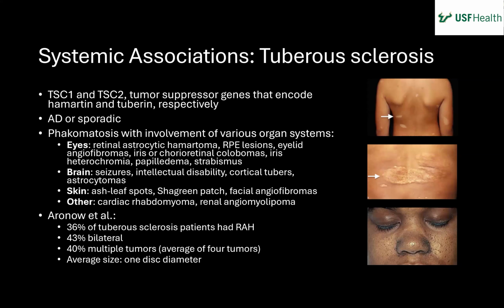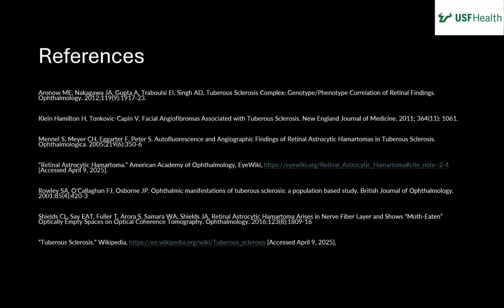And then Shields et al. was looking specifically at tuberous sclerosis patients, and of those, about a third had the retinal astrocytic hamartoma, 43% were bilateral, and 40% had multiple tumors, on average 4. In terms of size, about 1 disc diameter, the range was about half to 2.5. And that's it, pretty short.